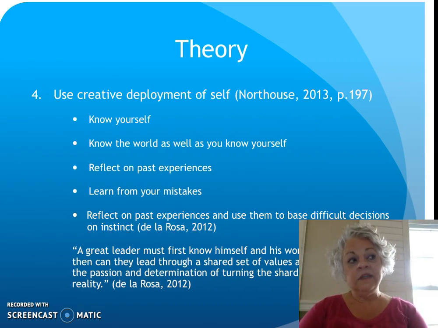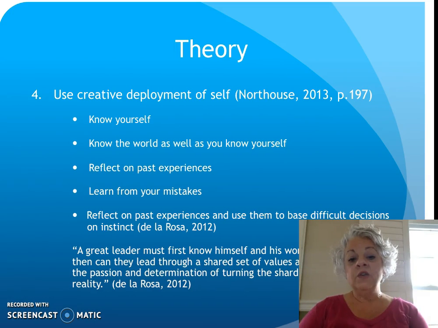And then the fourth is to use creative deployment of yourself. This goes along with all the different things that you have to bring together with experience. You have to know yourself. A lot of what we've been doing with these traits, styles, and skills of leadership is to be able to know ourselves. What are we good at? What are we not? What do we need to work on? And Bennis tells us that we should work on and emphasize our strengths.